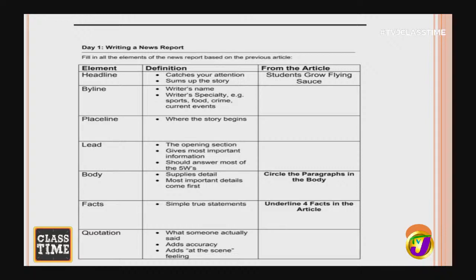Now here's the table: element, definition, and from the article. So this tells us what you are expected to do. Here it tells you all the elements of the news report, and it gives you the definition of each element, right? Now here are some empty slots that you're expected to fill in.